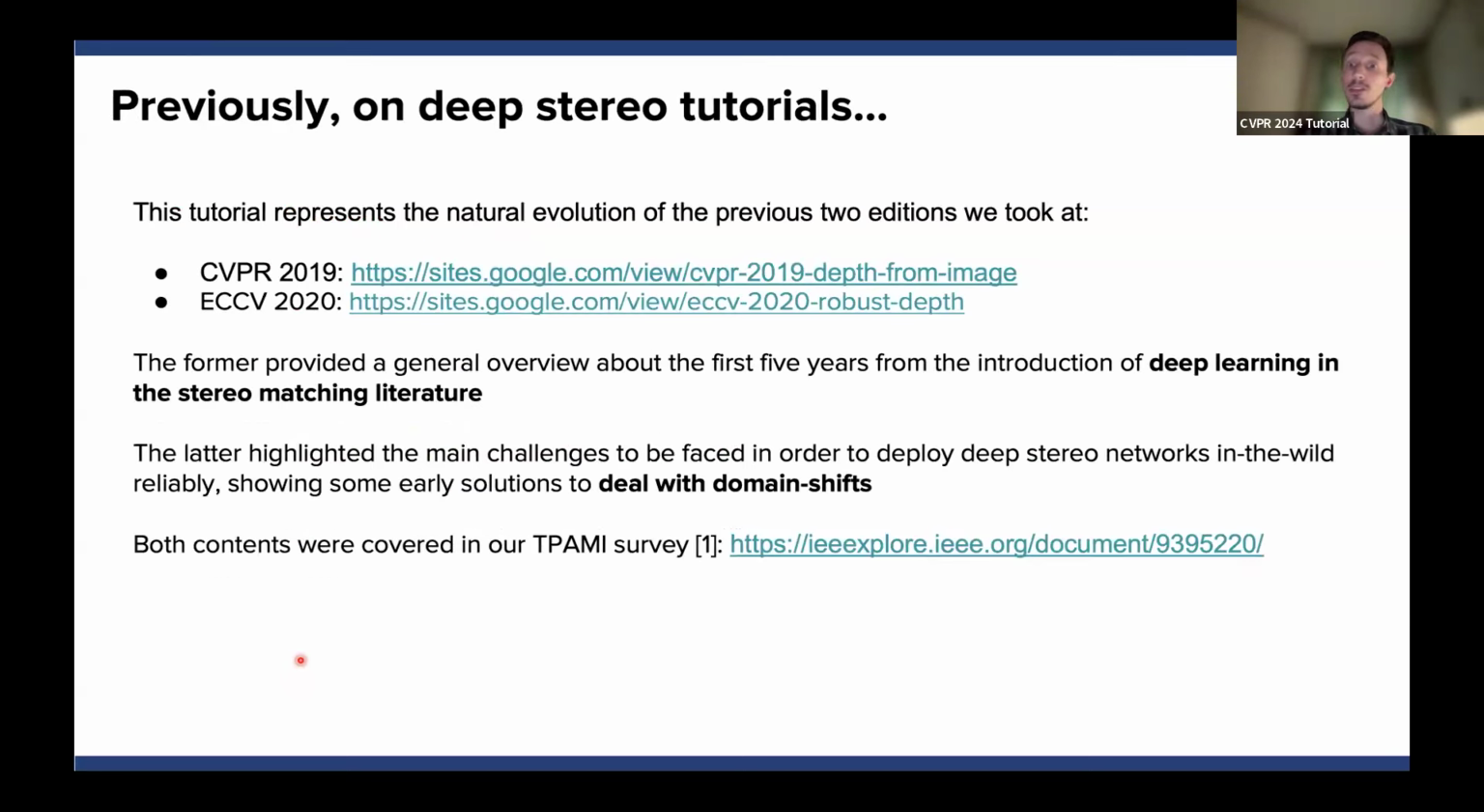Before we start, this is not the first tutorial we run about stereo matching. We already ran two, one at CVPR 19 and one at ECCV 20. The former focused on the very first steps taken to bring stereo matching into the deep learning era. The second one was aimed at addressing some of the issues brought in by this paradigm shift toward deep learning. In particular, at ECCV, we started talking about domain shifts and how to deal with them. The content of both tutorials has been covered by a TPAMI paper that we published in 2020. Here you can find a reference, but of course, on the website of our tutorial, we have already shared all the materials and you can find a detailed reference there.